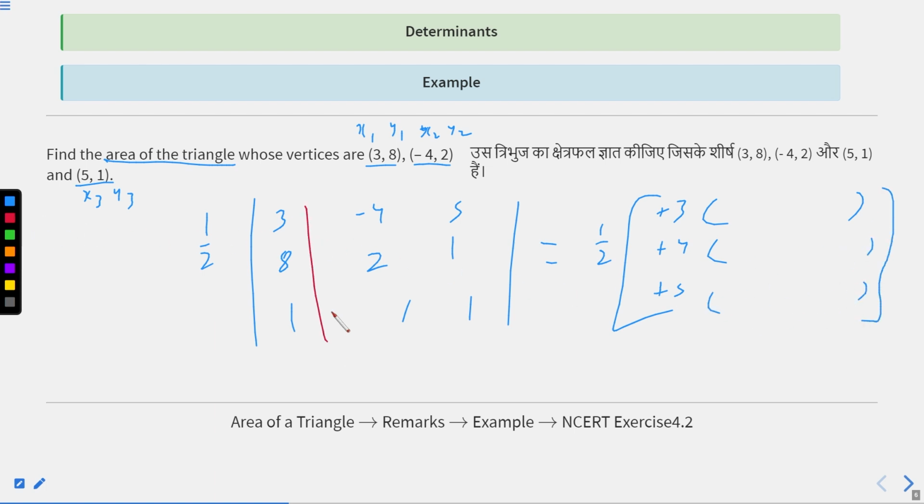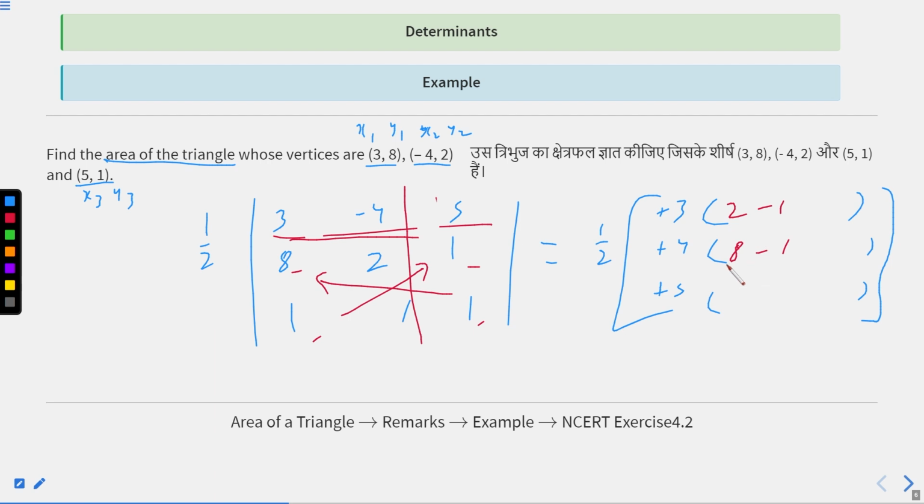What will be the next step? Quite simple. Eliminate this row and column. You will be left with only these. So multiply this 2 with this and this 1 with this one, so 2 minus 1. So far, so good. Now eliminate this row. You will be left with these entries. Now multiply this 1 by 8, this 1 by 1. You will have 8 minus 1. Clear? So far, so good.